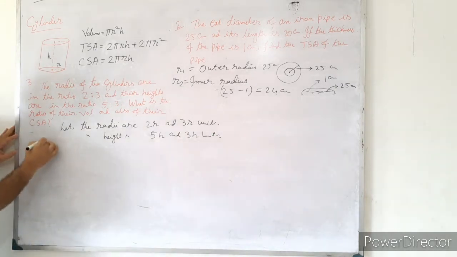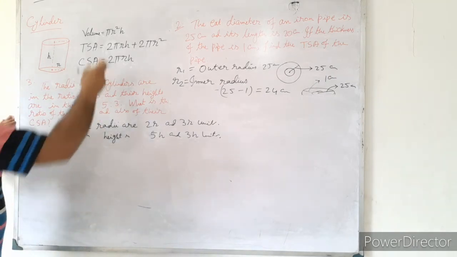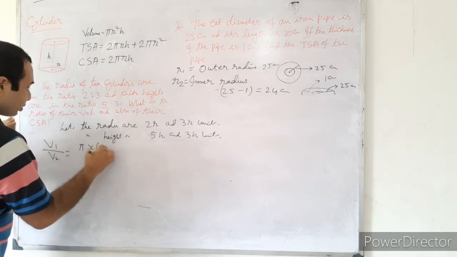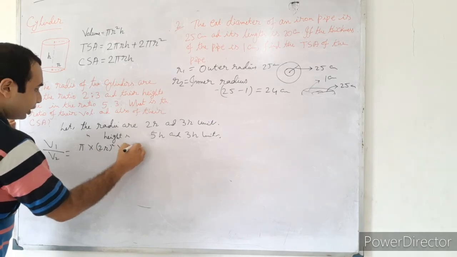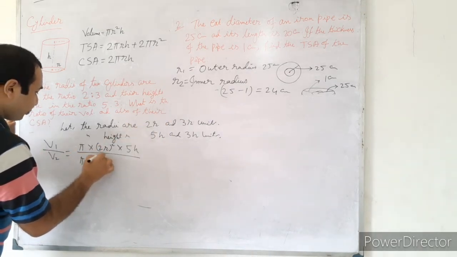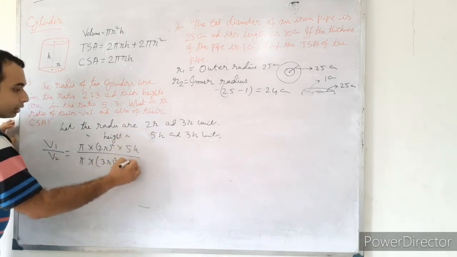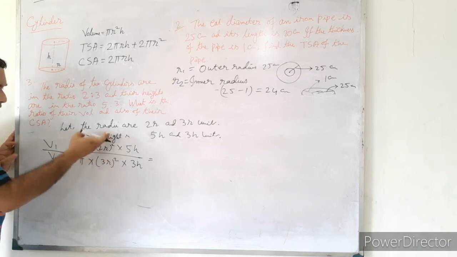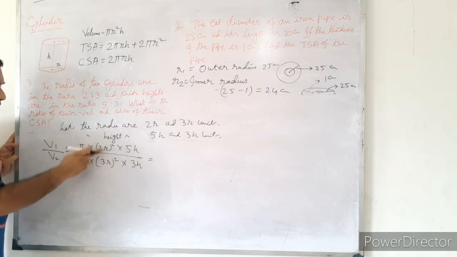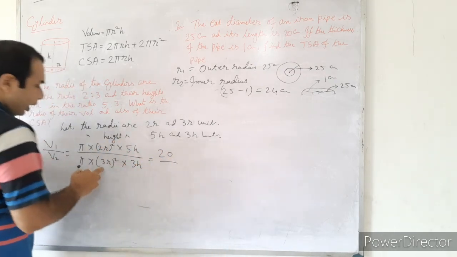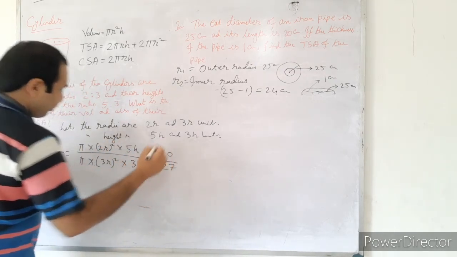So volume V1 by V2. So you know volume is pi r square h. So pi into r means here 2r whole square into h means here 5h, by here pi into 3r square into here it is 3h. So you can definitely find this one. Those r square, h all will cut out. So here it will be 4 into 5 is coming 20 and here 9 into 3 27. This is the answer.